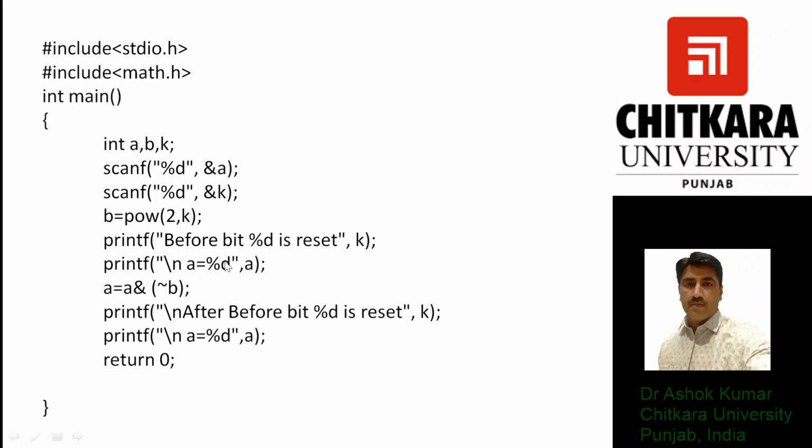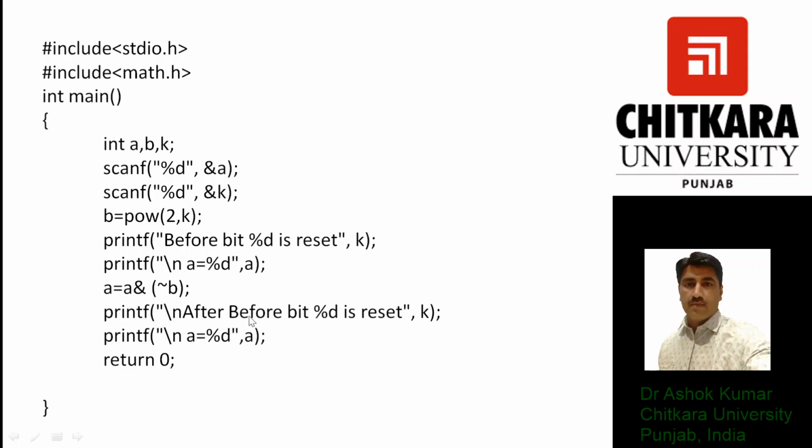The next two printf statements will print the actual number before the kth bit is reset, and the next line is the main line of this program. Here we are ANDing a. This ampersand is for the bitwise AND operation with the complement of b. So this is the desired number, which has all ones except 0 at the kth bit position. After ANDing it, you will get the desired result in a itself.